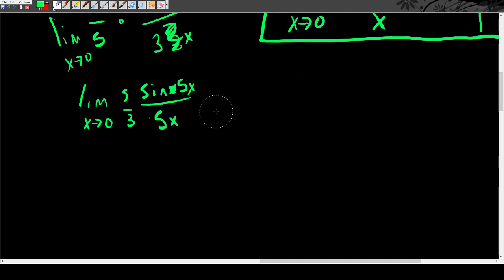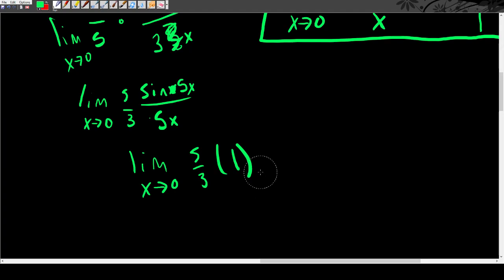So this is going to equal 1. So it's going to be the limit as x approaches 0 of 5 over 3 times 1, and there's no x, so it's just going to equal 5 over 3. And that's your answer.